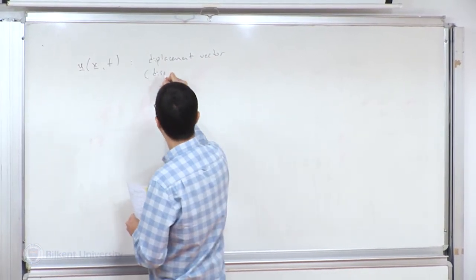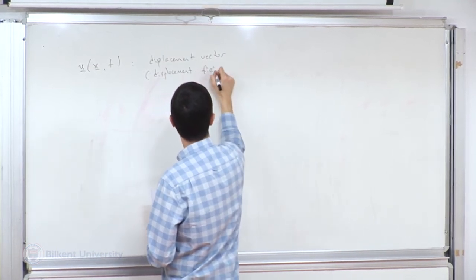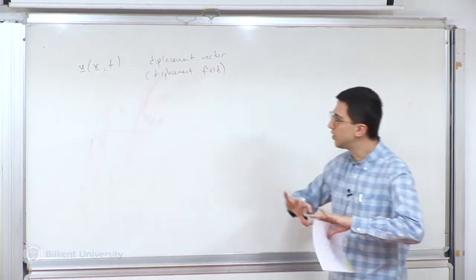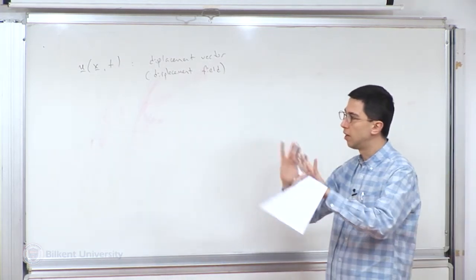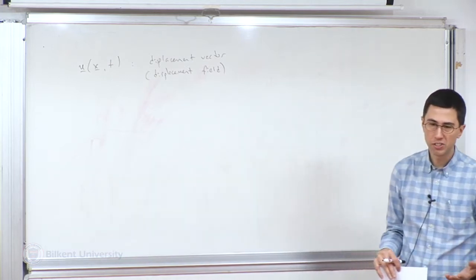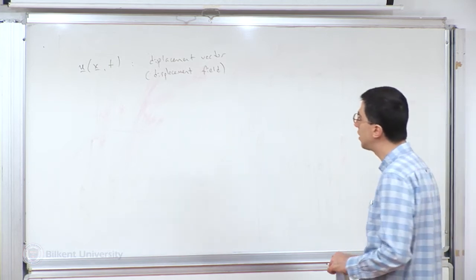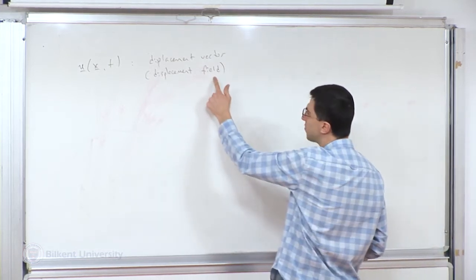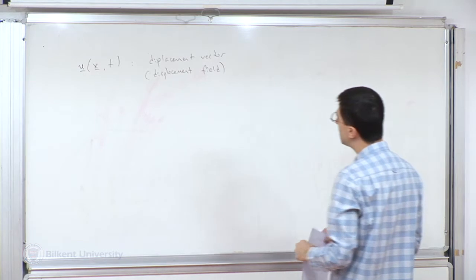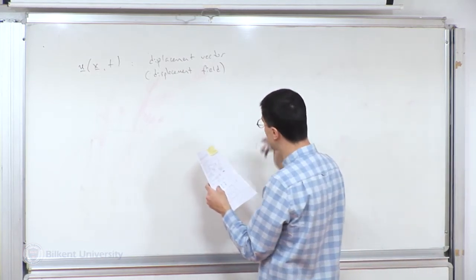Sometimes I will call it the displacement field. So a field is a function that is distributed over a domain. For instance, I could talk about the temperature field in this room. The temperature has a distinct value at every point within the room, so it's like a field. So sometimes this is a preferred terminology, displacement field or displacement vector.